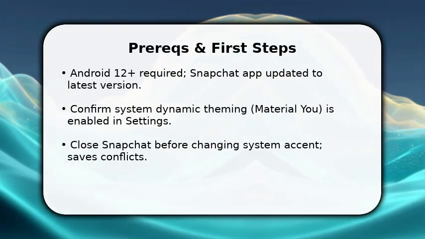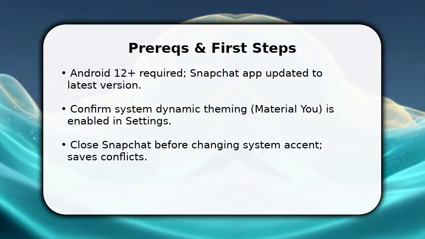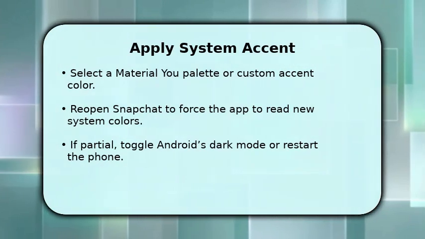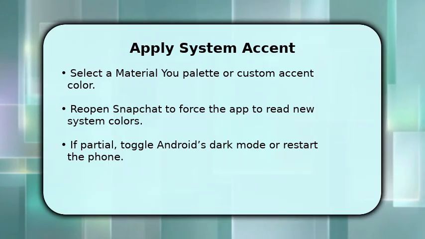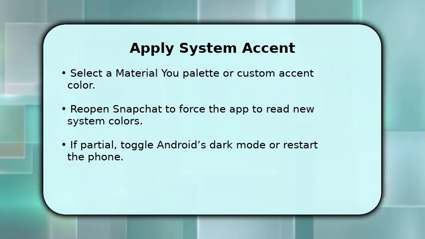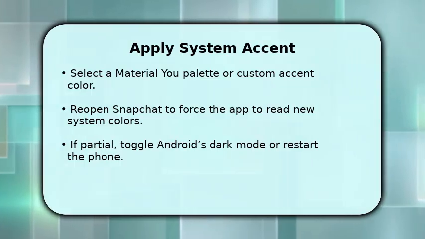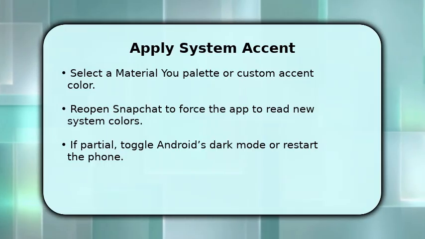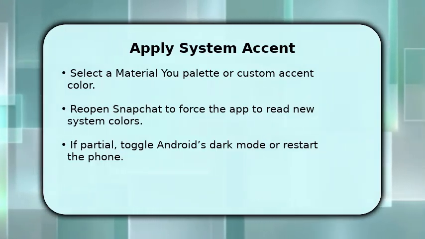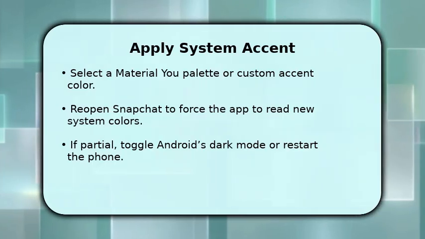Make sure Snapchat is fully closed so it picks up the new system accent when it restarts. After selecting the palette, wait a few seconds for the system to apply the accent across supported apps. Reopen Snapchat. It should adopt the new accent for UI highlights where Snapchat honors system accents. If you see only partial changes, toggle System Dark Mode or reboot the device to force a refresh.